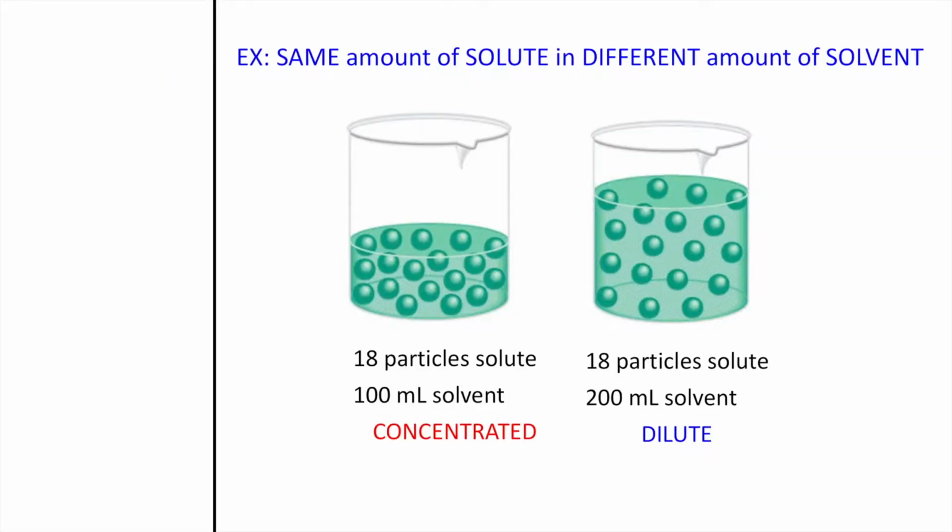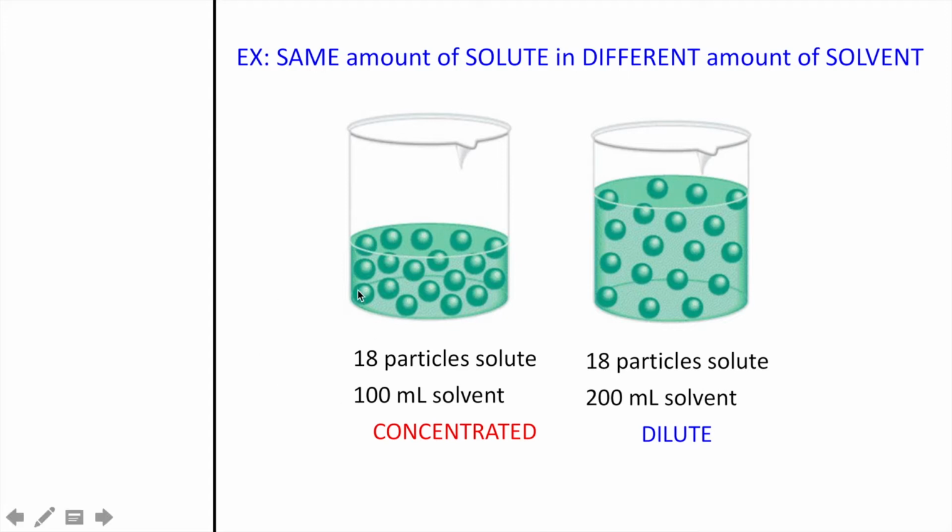Now we mentioned having different amounts of solute in the same amount of solvent. We can also create concentrated and dilute solutions by using the same amount of solute but having different amounts of solvent. For example, here we have 18 particles of solute, if you were to count up each of these particles, in 100 milliliters of solvent.